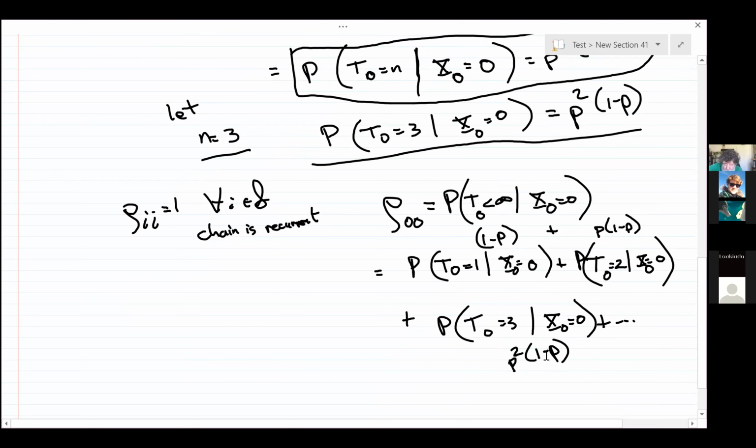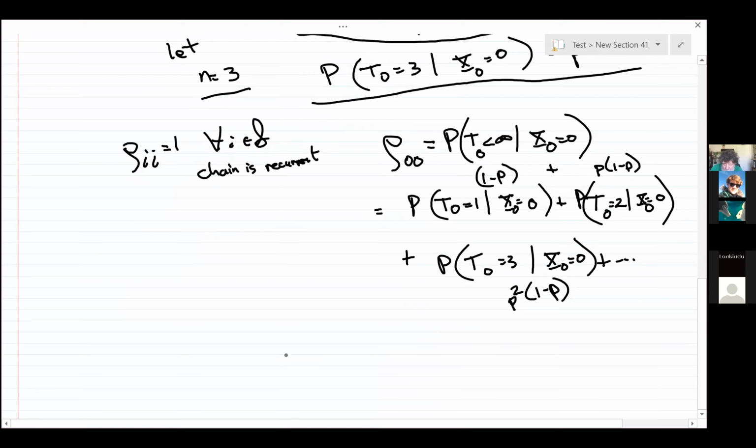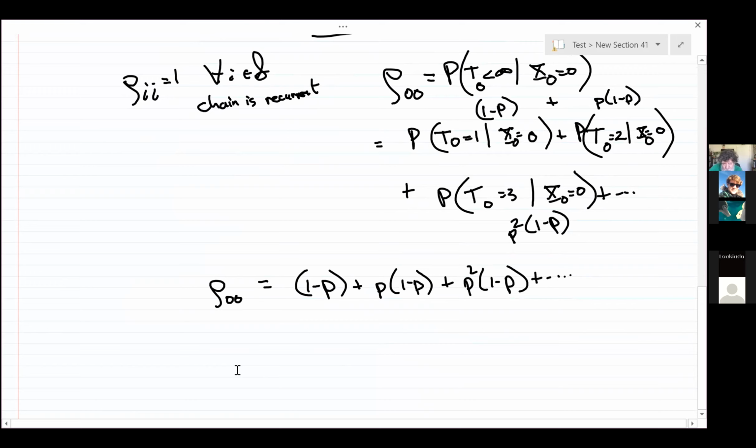So we can see what we're doing now. We're adding up the series that looks like 1 minus p, plus p times 1 minus p, plus p squared times 1 minus p, and so on. And when you do all of that, that's rho 0,0.